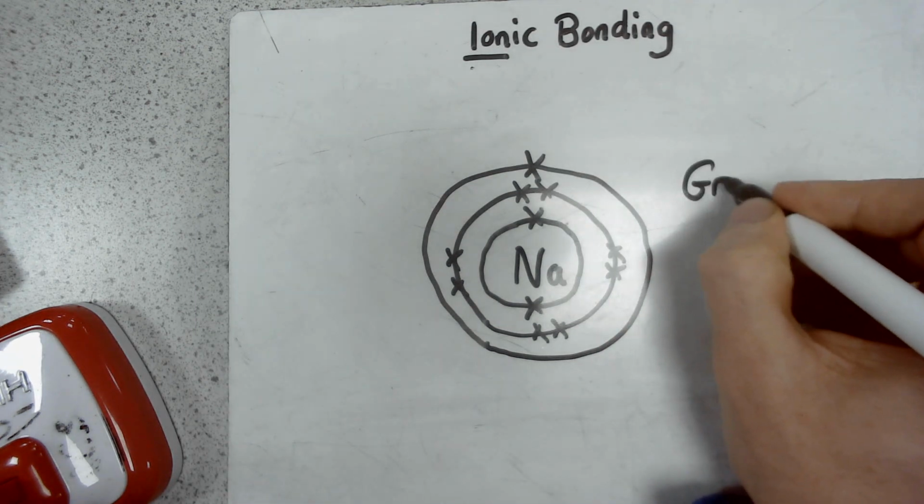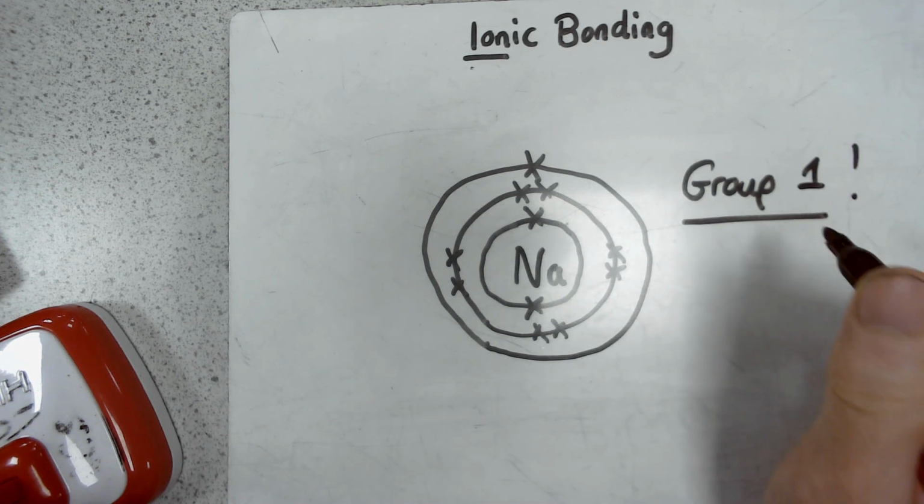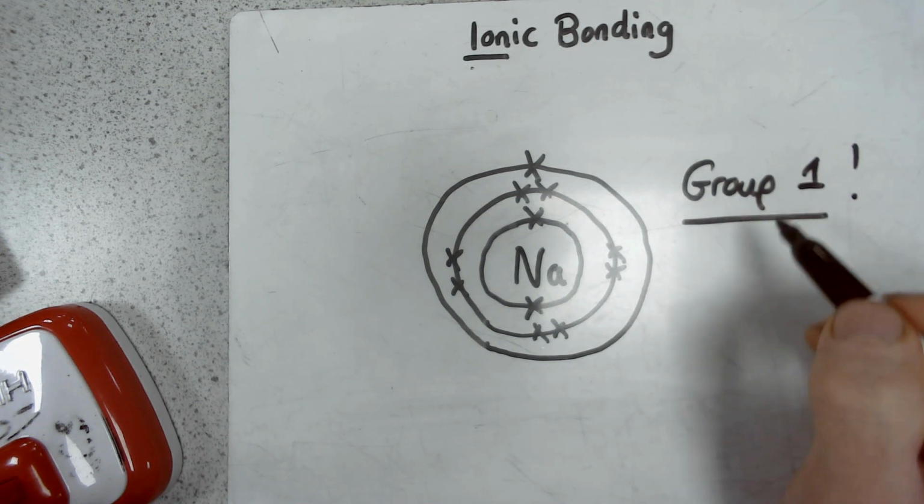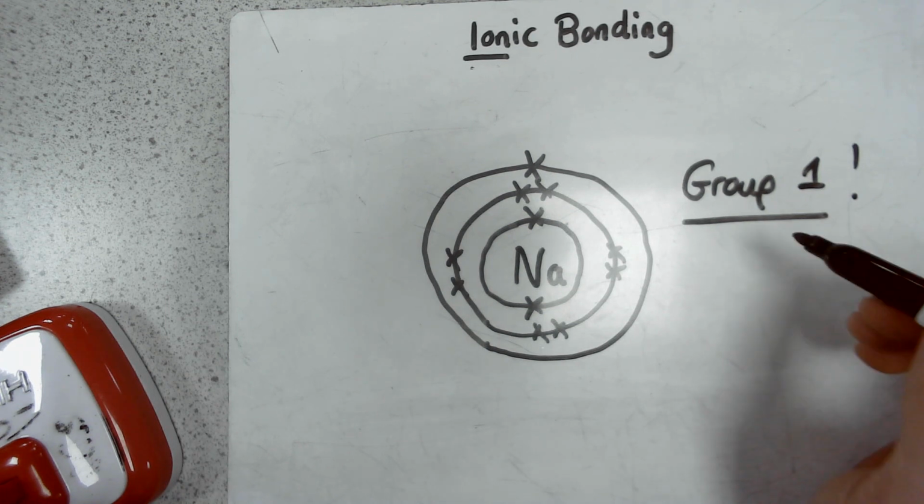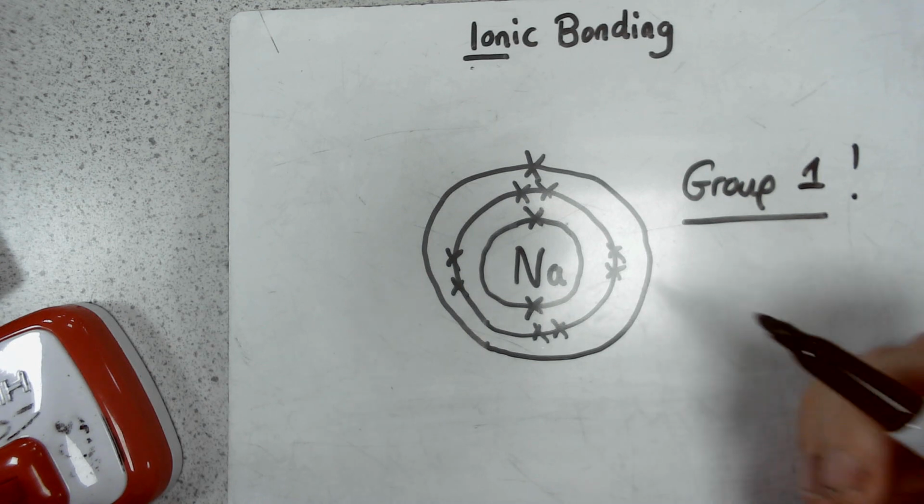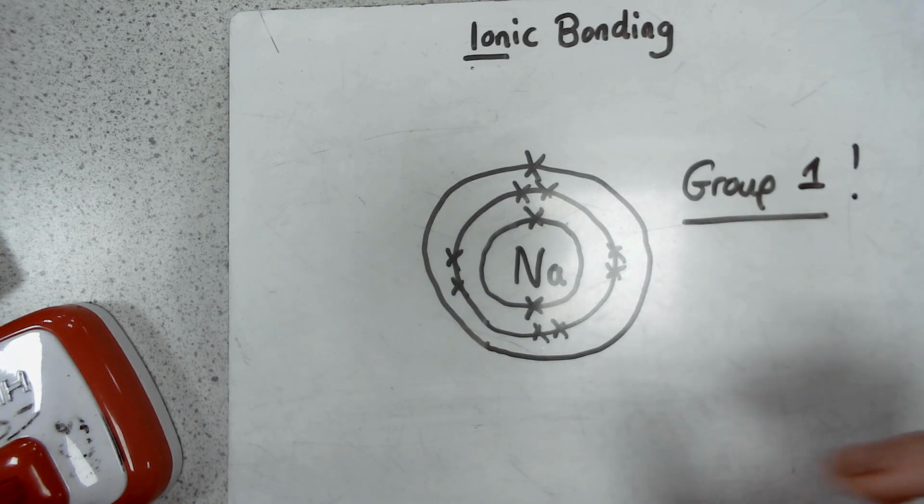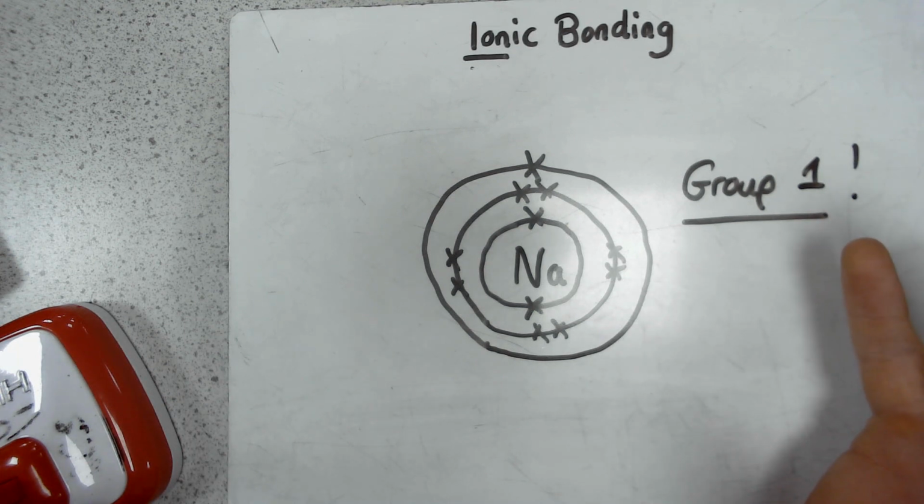Now, it's also in group 1. And all of the group 1 elements will have 1 electron in their outer shell. The same for group 2, the same for group 3, the same for group 4, the same for group 5, 6, 7. Okay? Really, really important. The only one that doesn't really obey that is group 0. Okay? Group 0 have a full outer shell.